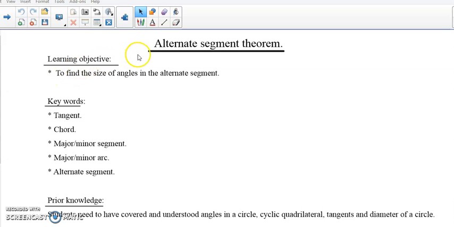Okay, in today's topic, we look at the alternate segment theorem, and the learning objective is to find the size of angles in the alternate segment, and these are the keywords we have. But before we embark on this, students need to have covered and understood angles in a circle, cyclic quadrilateral, tangent, and diameter of a circle. These are from our previous lessons.